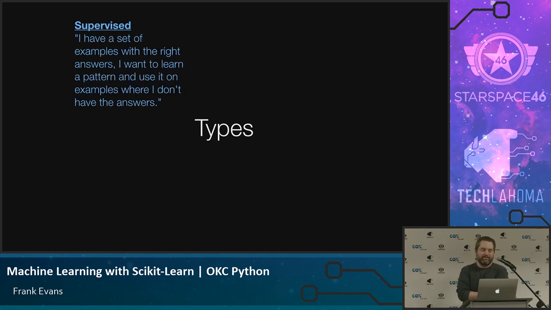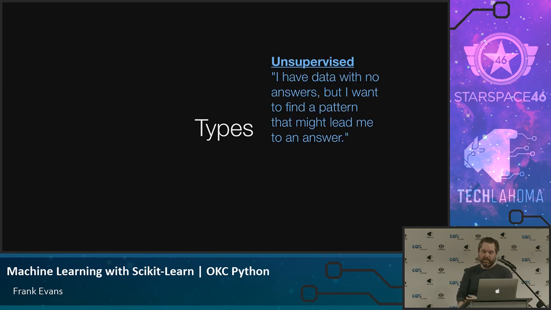I don't want to jump too deep into this, but it will give you a sense of how to think about a problem. Supervised machine learning is where you've got a set of examples with the right answer for each example, and you want to learn the pattern so that you can get the right answer on other examples where you don't have it. This is the most common type. This is what we're going to look at today. This is the vast majority of problems that are well solved.